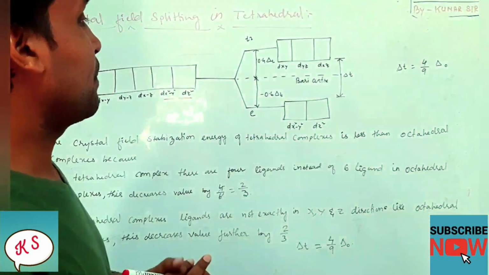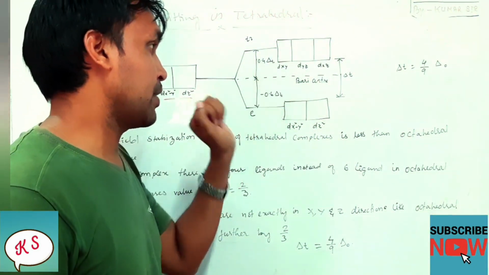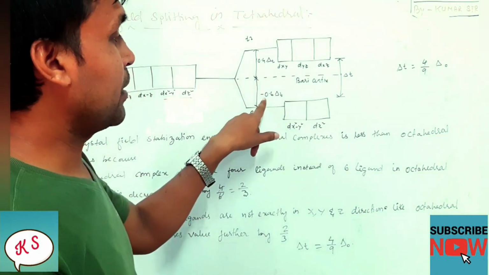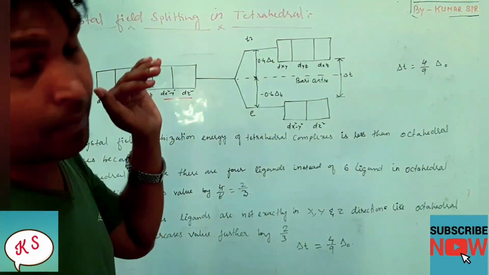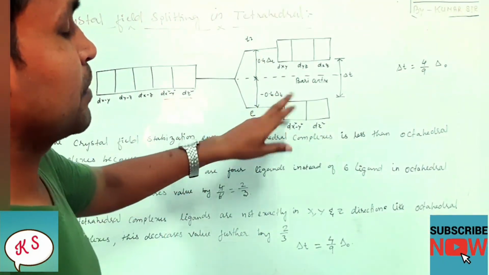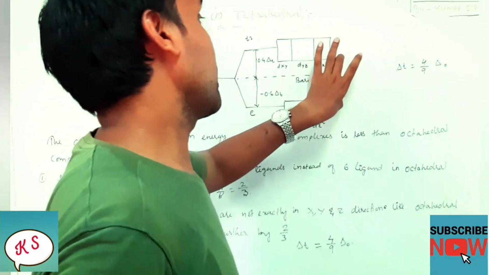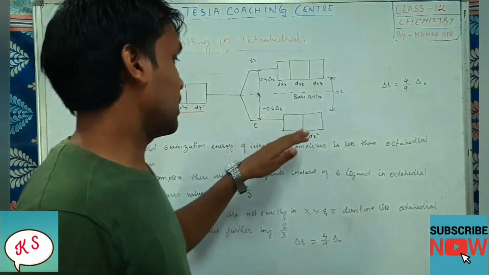So in the upper portion the energy is what? 0.4 del T, that means splitting energy in tetrahedral, and in the lower portion we have how much energy? 0.6 del T, that means minus 0.6 del T. So this energy gap we call the splitting energy. Okay, so this one we have done.